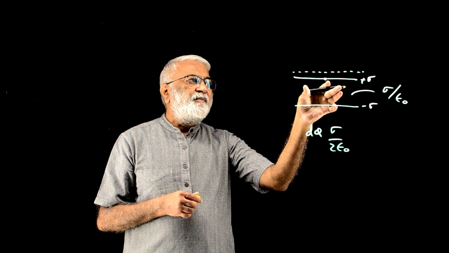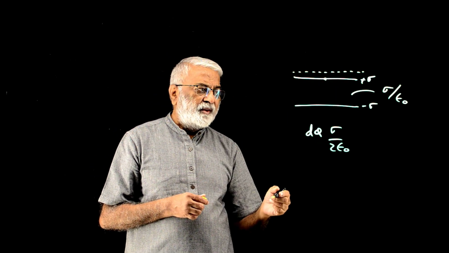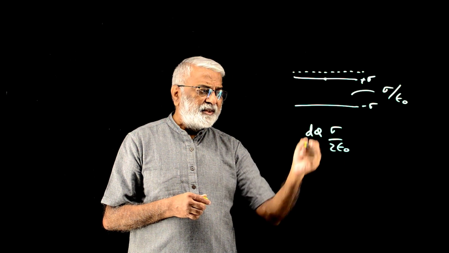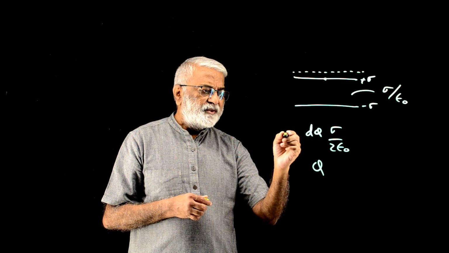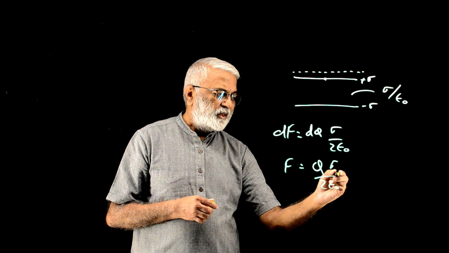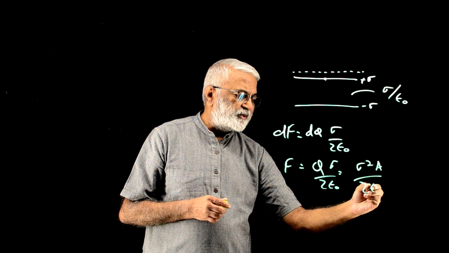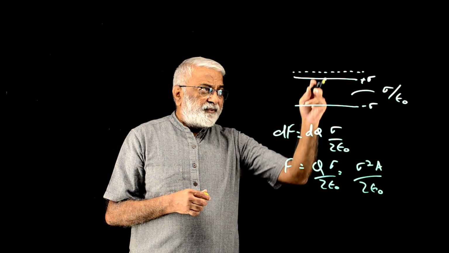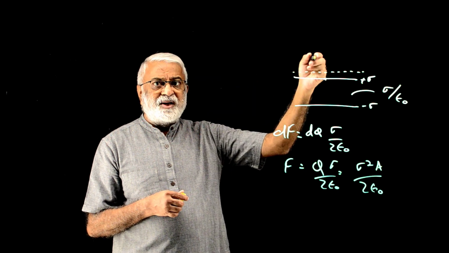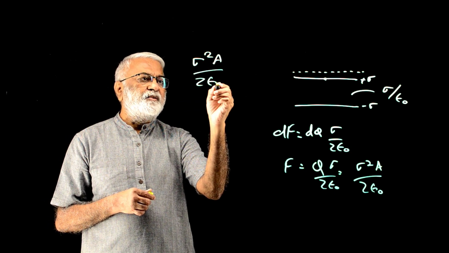So when you're looking at the entire plate and planning to move it by L, this is the force to overcome. Since the field is the same everywhere for all dq elements, the force will simply be q into sigma by 2 epsilon 0. And q is sigma A, isn't it? So the force is sigma squared A by 2 epsilon 0. This is the force of attraction due to the negative charge, and you have to overcome that and move it through L. The work done by the external agent would be sigma squared A by 2 epsilon 0 into L. That's the work done.